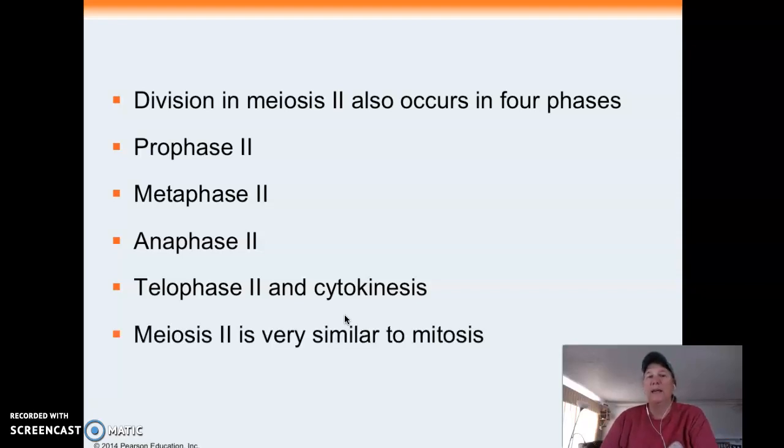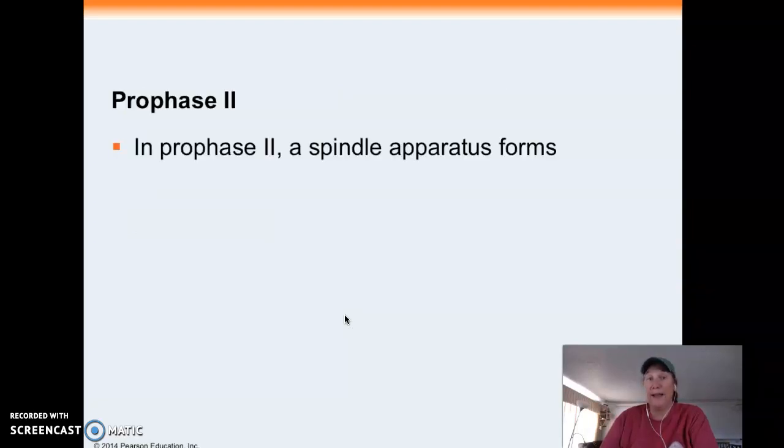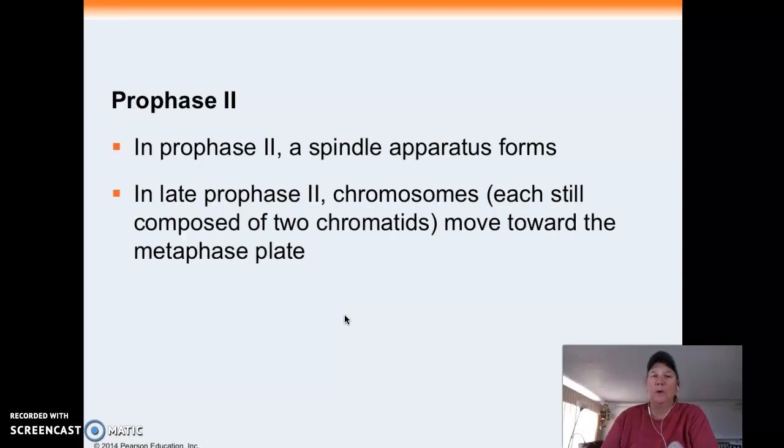And again, like I said, the second meiosis division is very similar to mitosis. The bigger difference is that instead of 46 chromosomes lining up in the middle, 23 line up in the middle because they got half. Okay.